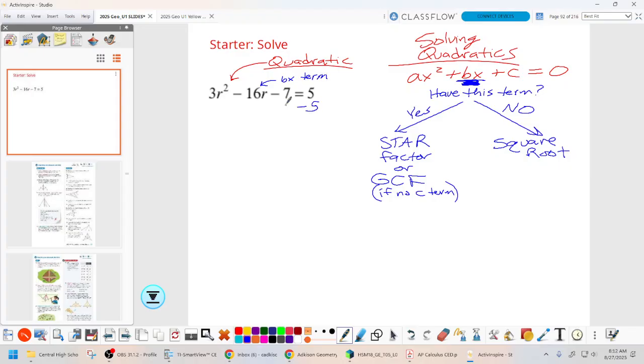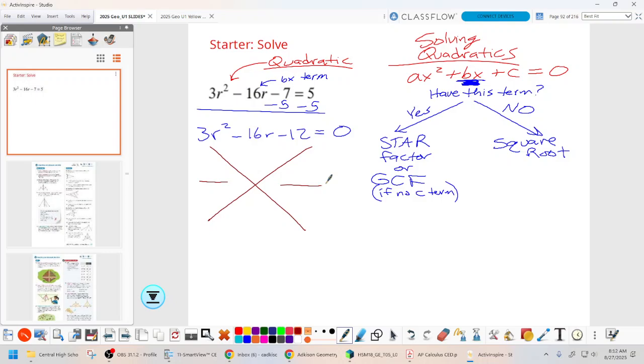So our first step will be to get it equal to 0. Okay, and then we'll set up our star. To do that, remember we're multiplying a times c to put in the top section, b goes in the bottom, and then a on the sides, on the top of the sides. So a times c is 3 times negative 12, which is negative 36.